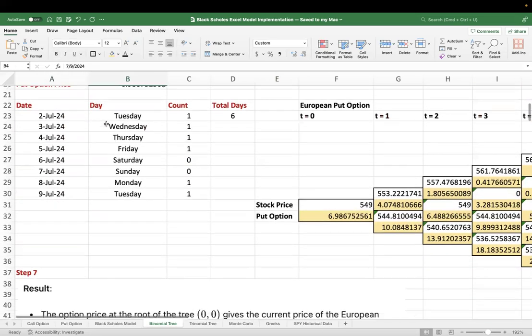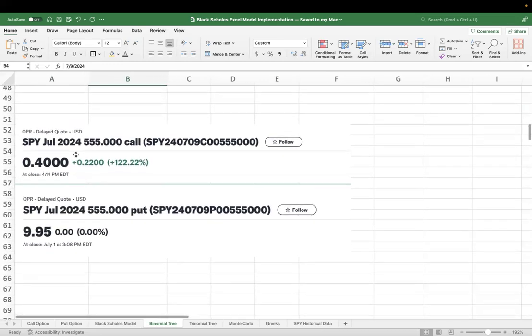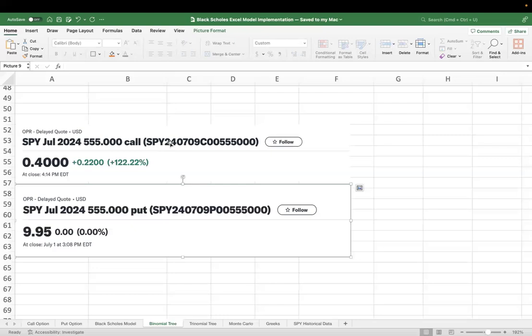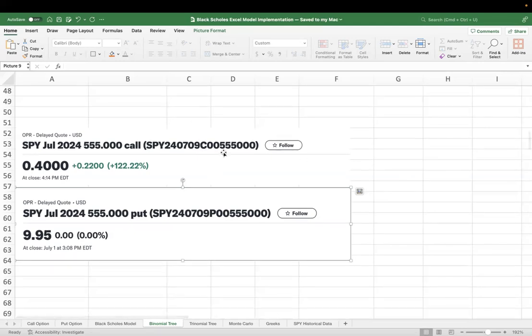Like how the contract is actually given is something like this. You have a call option and you have a put option, and this is how the contract will be given. Basically SPY 240709C00 55500. So this is how the contract name is given.